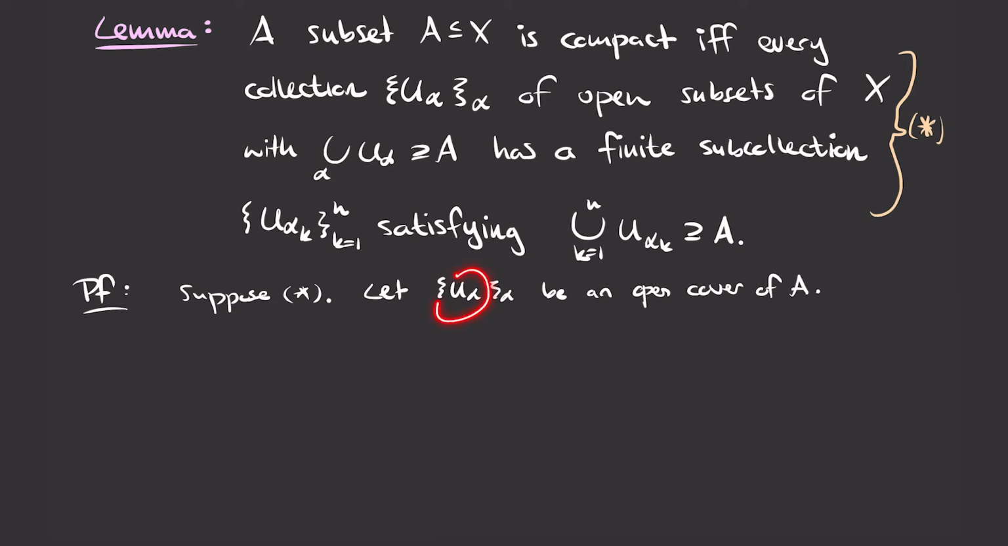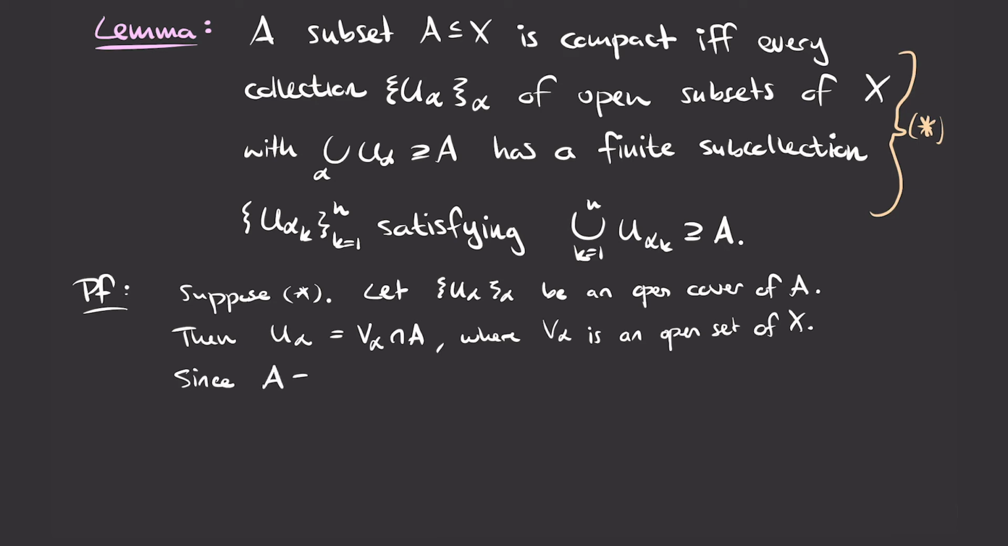Now, because each of these U alphas is open in the subspace topology, by definition it means that U alpha is some intersection of an open set of X with A. So U alpha is equal to the intersection of some set V alpha with A, where V alpha is an open set of X. Now, since we know that A is equal to the union of these U alpha, but we also know that the U alphas are actually of the form V alpha intersect A. And again, using the distributive property, this is the same as the union of the V alphas, and the entire thing here intersected with A.